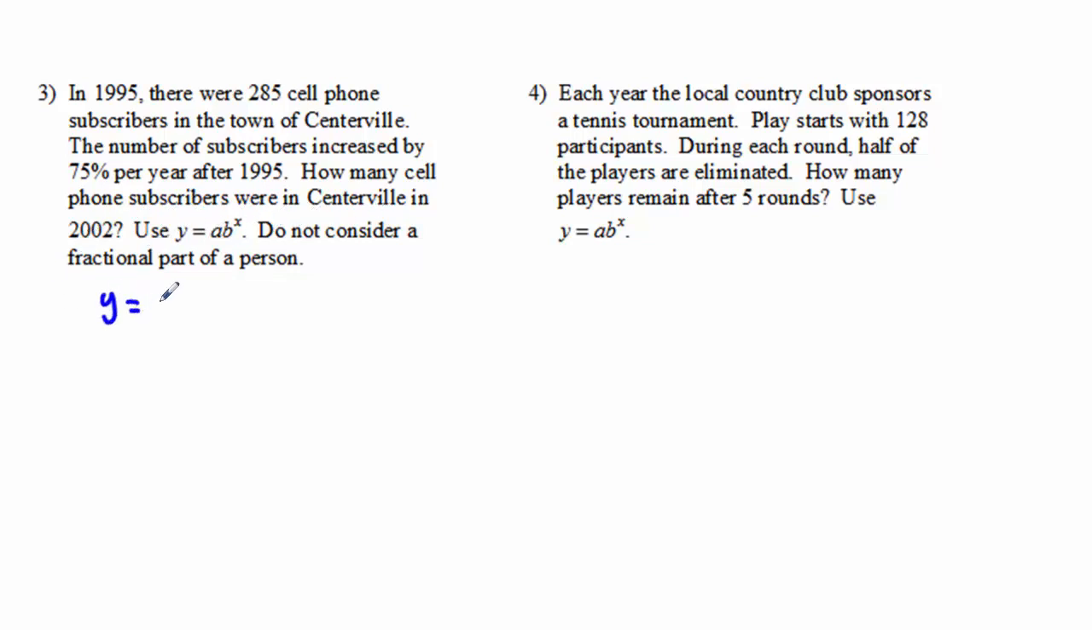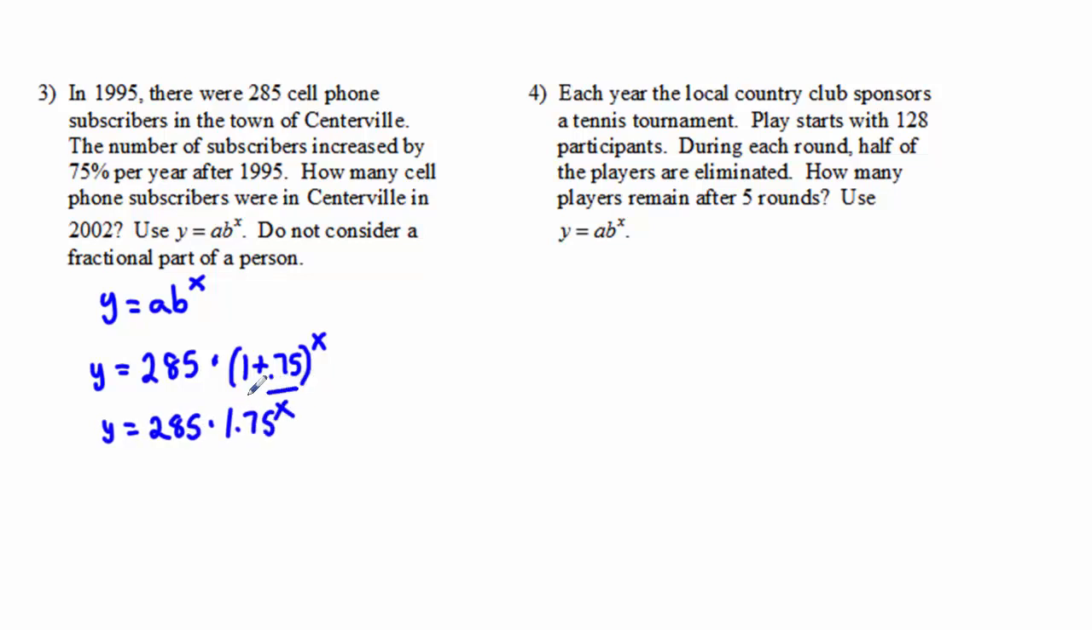So we know it's supposed to be an exponential equation. And in our exponential equation, a is our initial value. So that's whatever we start off with. So in this case, in 1995, there were 285 cell phone subscribers. B has to do with whether we're increasing or decreasing and what percent we're using. So because the subscribers increased, we're going to do 1 plus the 75% as a decimal, so 0.75. And then we put our exponent out here. And so we actually can do 1 plus 0.75. So 285 times 1.75 to the x. This is our formula for it.